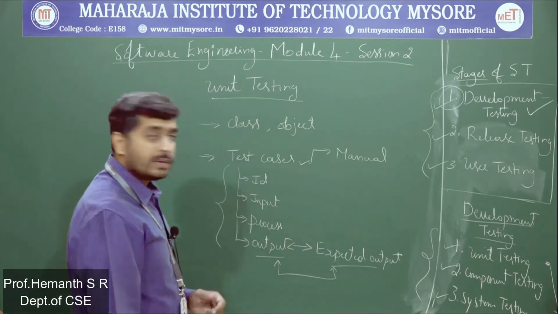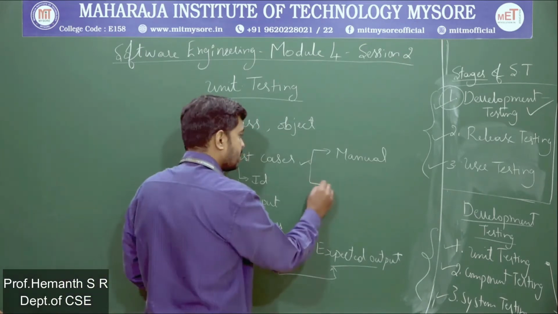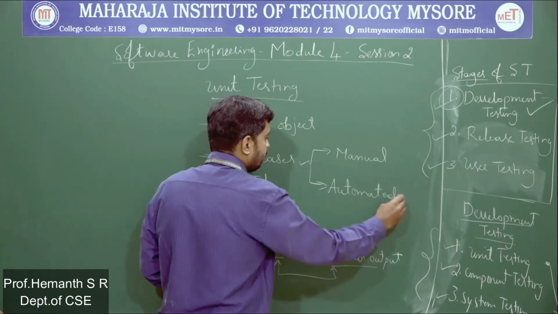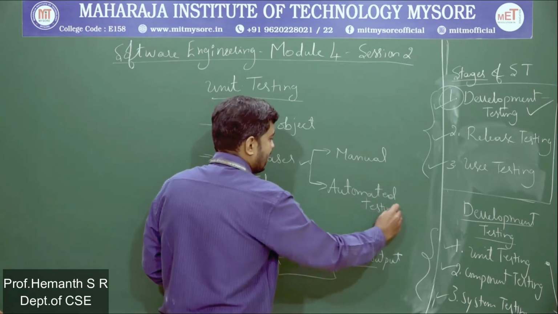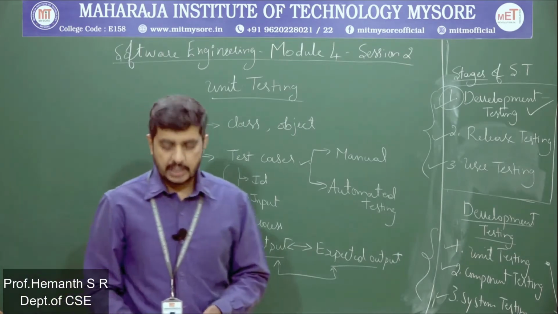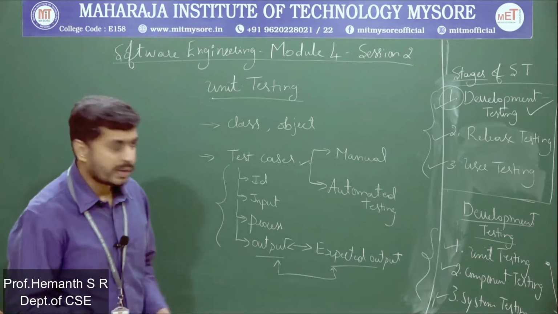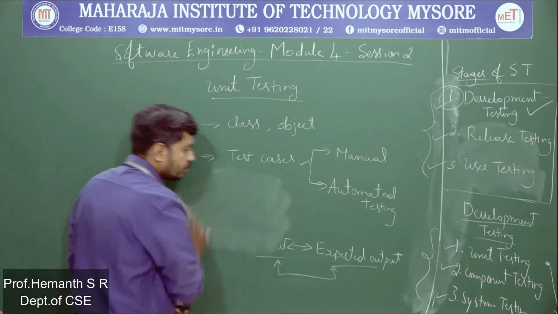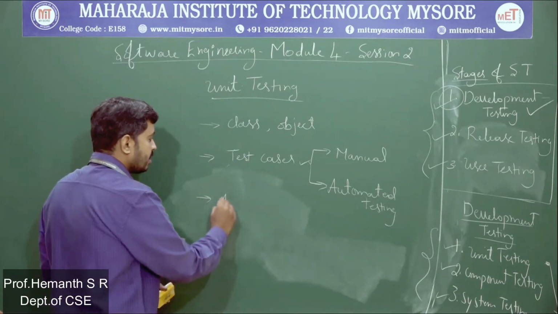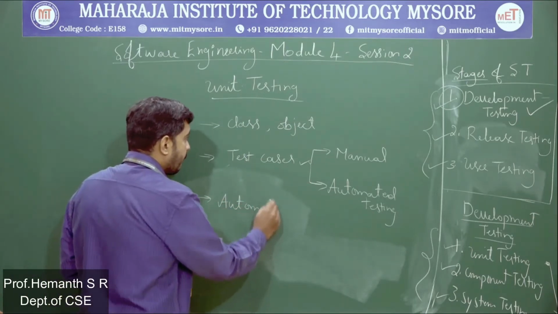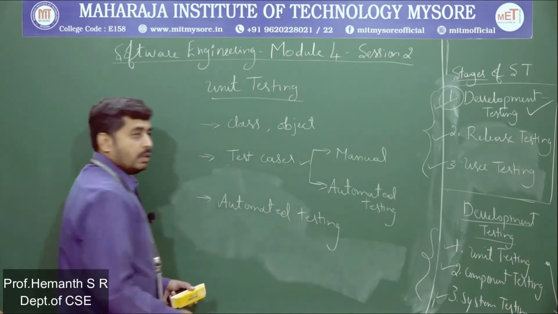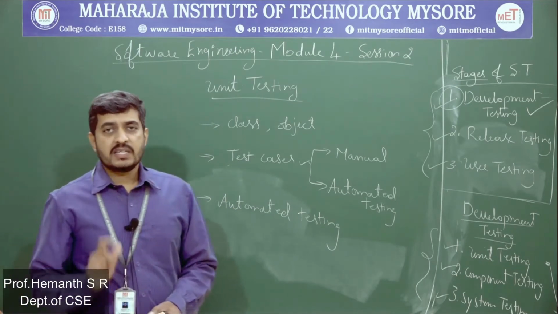So to overcome it, we have automated testing. What exactly happens in automated testing? What are the different stages, different parts in automated testing? We will just explore it. So the third part is regarding automated testing. Automated testing has three parts.